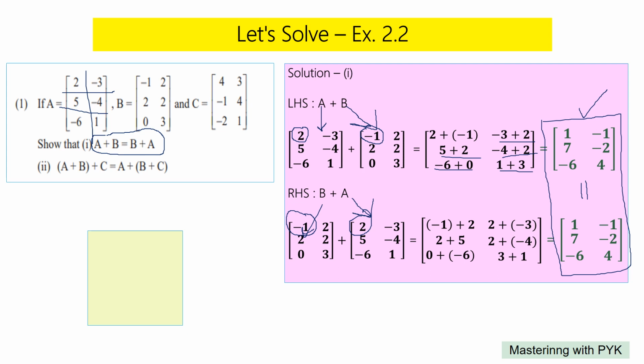This means we'll be defining a property which is a commutative property, which says that the order of addition of matrices doesn't matter. The results will be same. This means when a matrix A is added to matrix B, it is same as adding matrix B to matrix A.